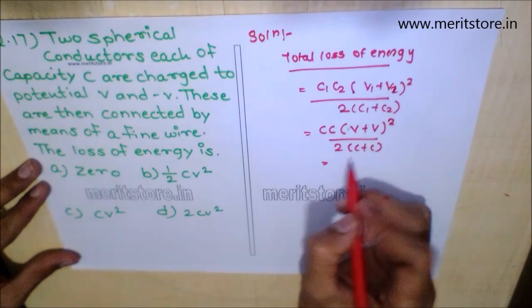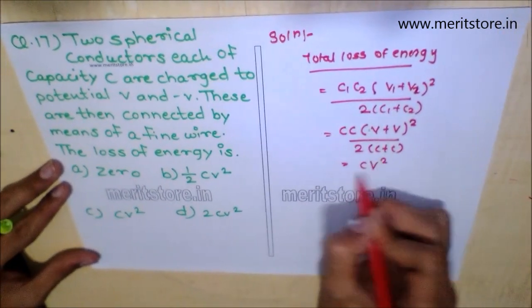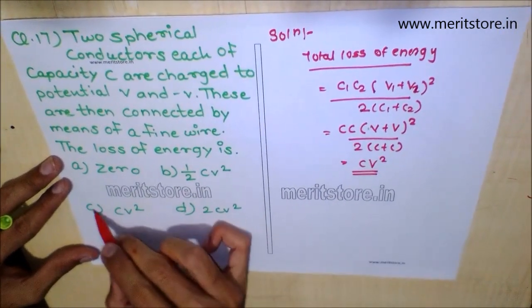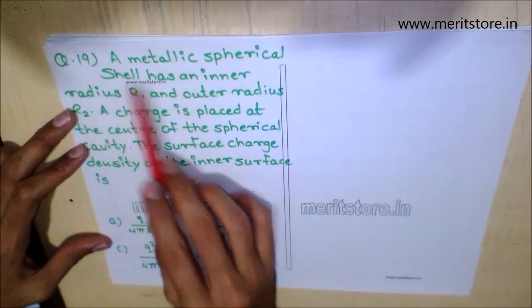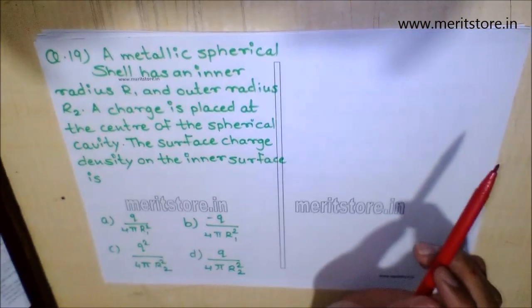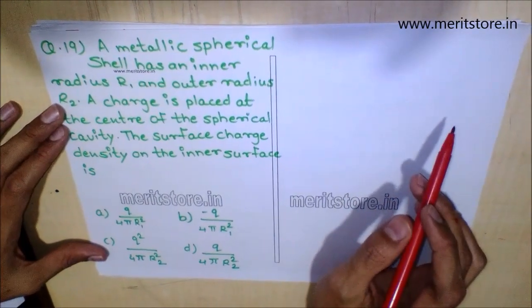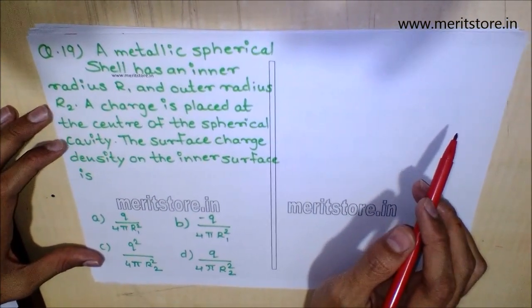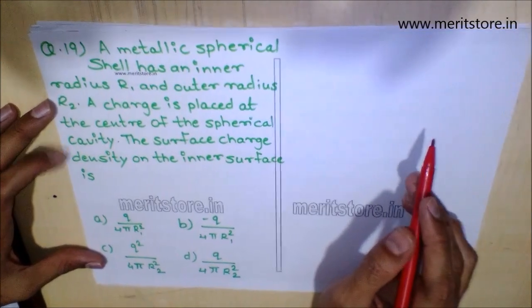Solving the entire thing comes out to be CV square. So hence we have the option CV square. Question number 19. A metallic spherical shell has an inner radius R1 and an outer radius R2. The charge is placed at the center of the spherical cavity. The surface charge density on the inner surface is.